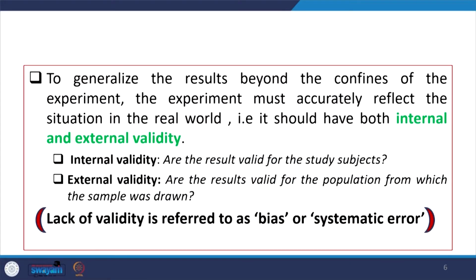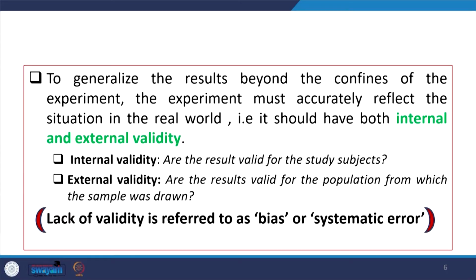Regarding internal validity, the first question we ask is: are the results valid for the study itself or the study subjects? Is it actually applicable to the study subjects? External validity is obviously beyond the study subjects: are the results valid for the population from which the sample was drawn? So, once you have collected the data, you need to check whether what we have derived is correct within the sample frame or not. Then we check with the population. When the population characteristics are being compared, we are looking at the external validity of the sample.